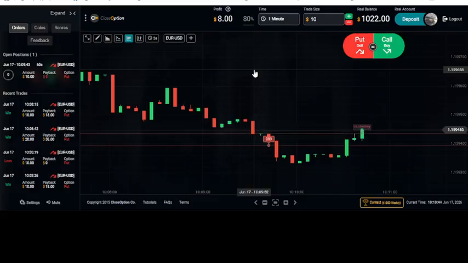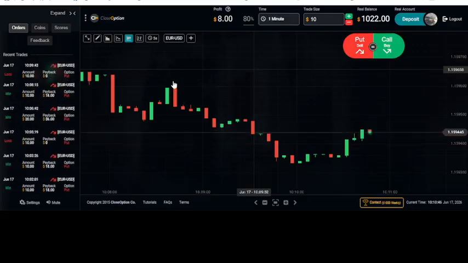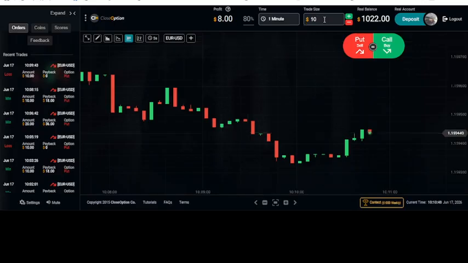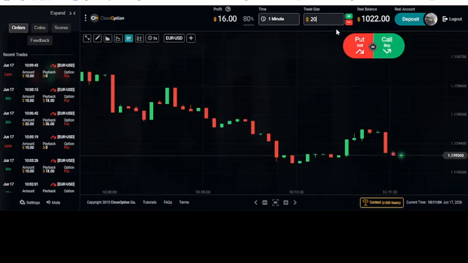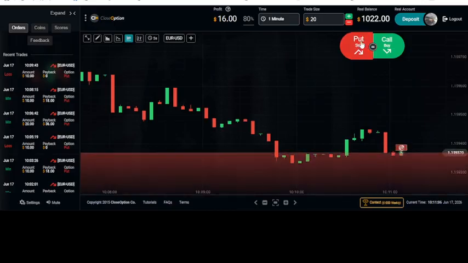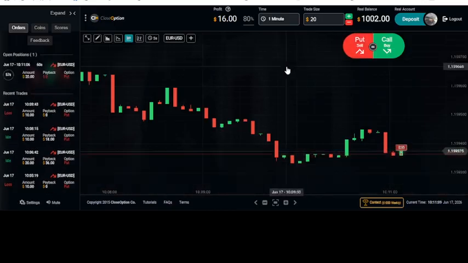All right, so that trade was out of the money. So I'm going to go ahead and double up on the trade to $20, right? Let's go to the technical indicator. Let's see what that's telling us here. Okay, it's still giving us a sell. So let's go ahead and take a put option here, a sell option at this level.